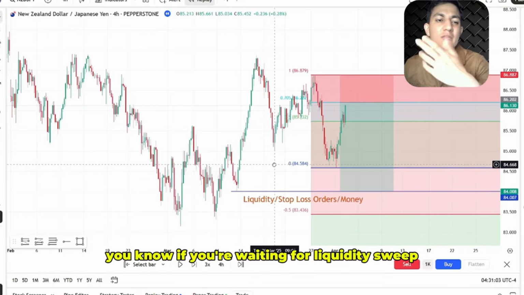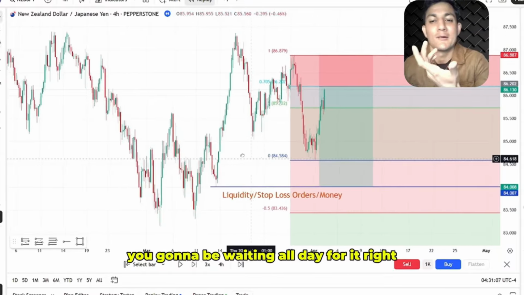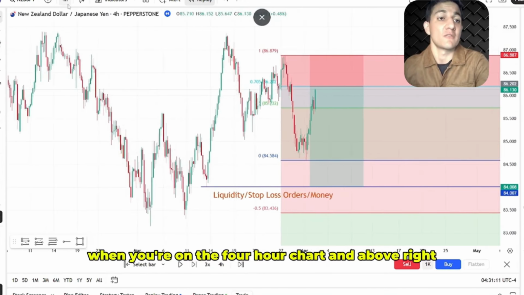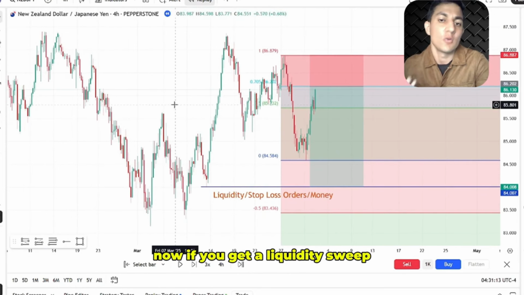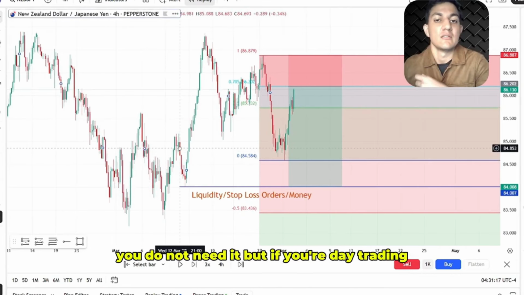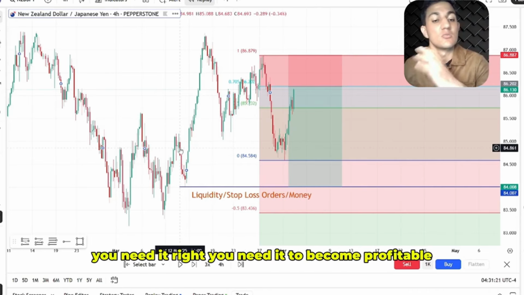If you're waiting for a liquidity sweep, you're going to be waiting for years. Yeah, you're going to be waiting all day for it, right? And you're not going to find any setup. So you don't need a liquidity sweep when you're on the 4-hour chart and above, right? Now, if you get a liquidity sweep, it's going to add to probability, but you don't need it. You do not need it. But if you're day trading, if you're below the 4-hour chart, you need it, right? You need it to become profitable.